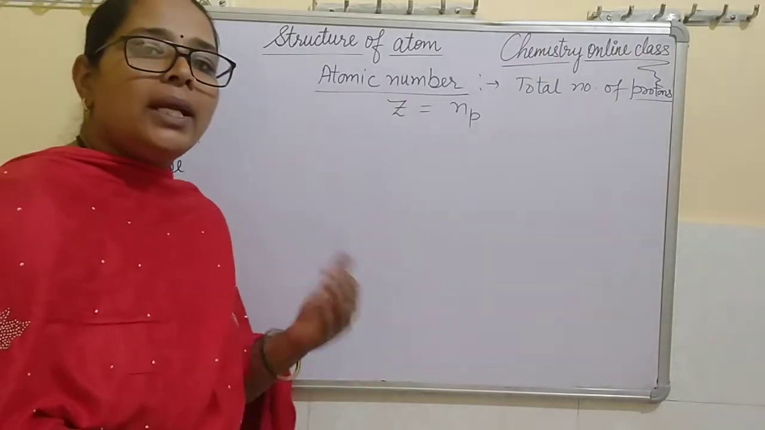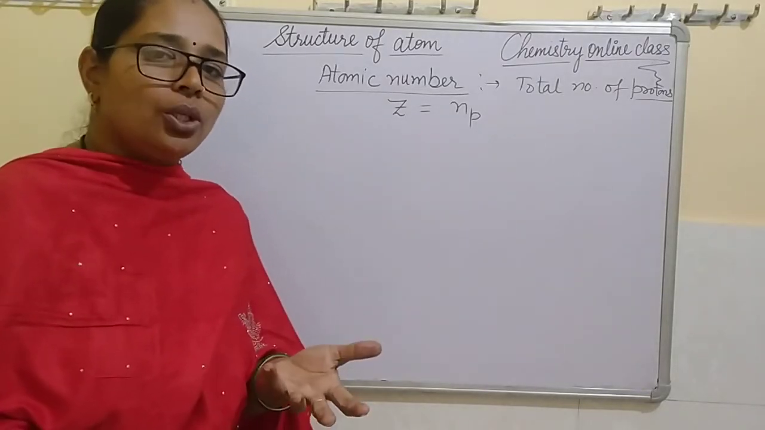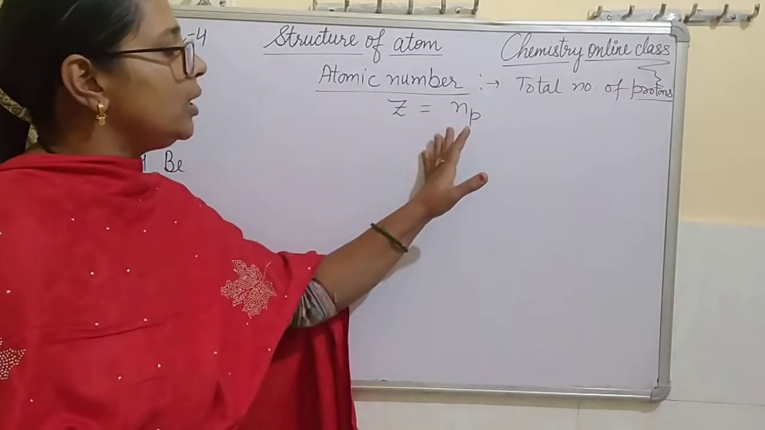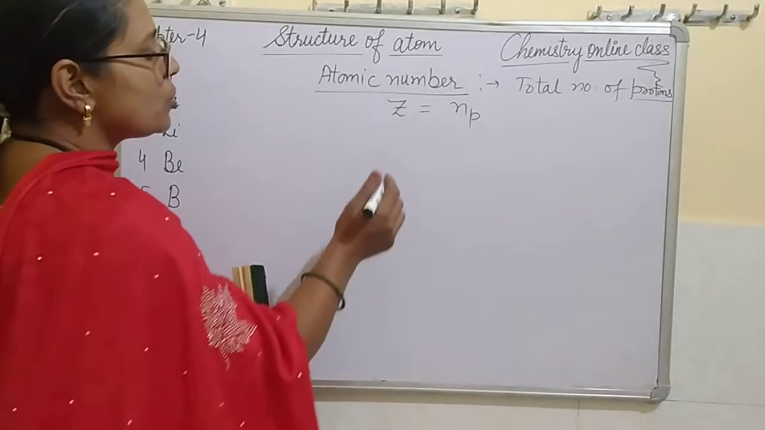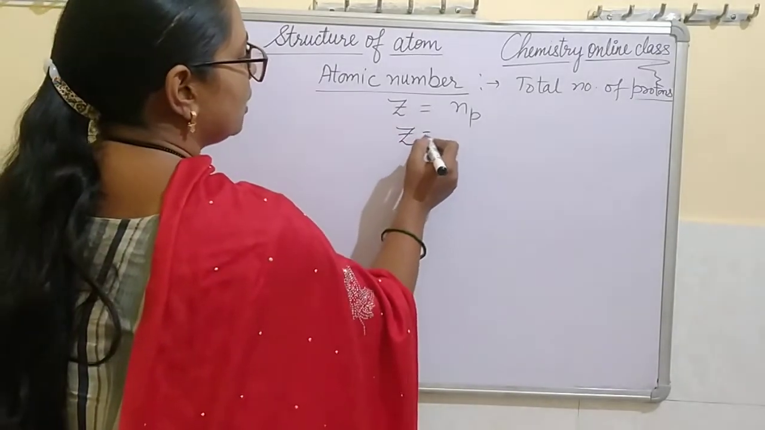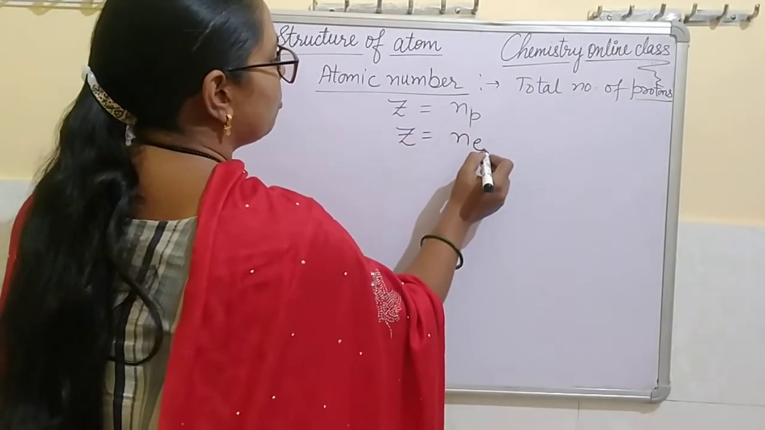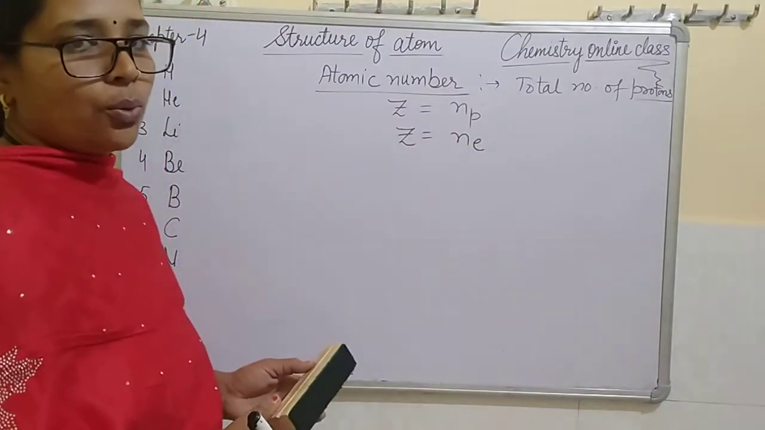As we know, an atom is electrically neutral, so that means it carries equal positive charge and equal negative charge. So we can also say that Z is equivalent to number of electrons also.